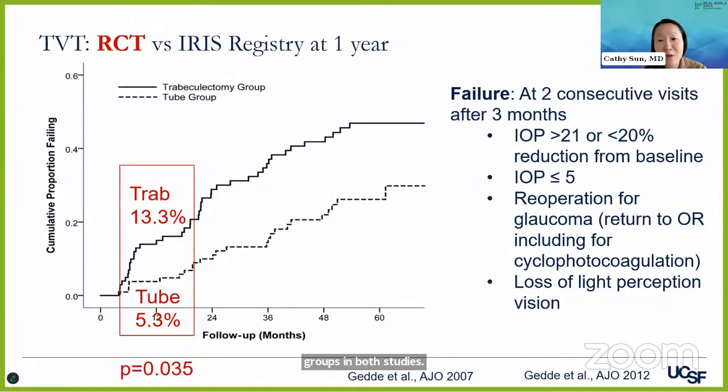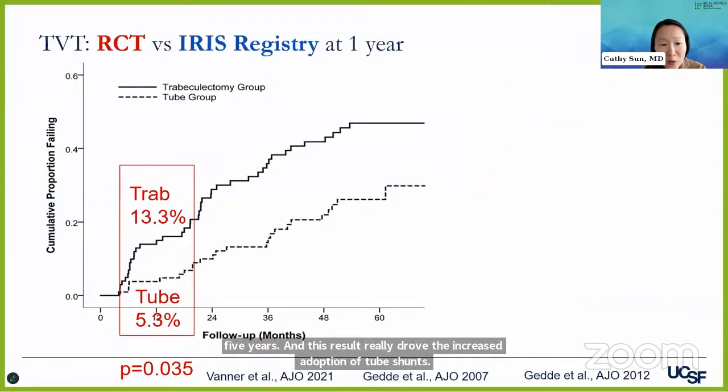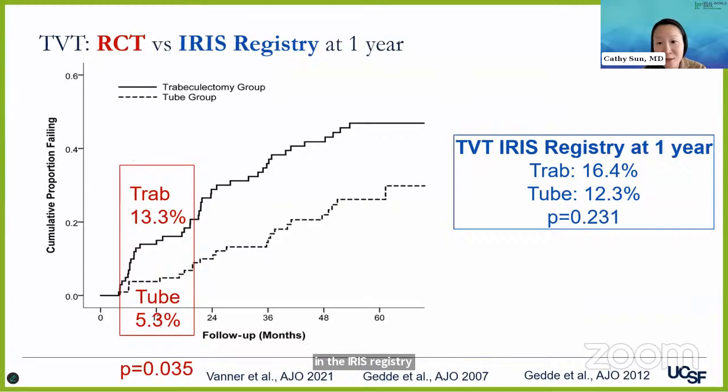So the primary outcome of the initial RCT was failure using a composite outcome. And so at 1 year, there was greater failure rate in the TRAB group at 13% compared to the tube group. And this was statistically significant and carried out to 5 years. And this result really drove the increased adoption of tube shunts. In the IRIS registry study, we did not find a significant difference between the tube groups, but the TRAB groups were fairly similar, 13% and 16%.